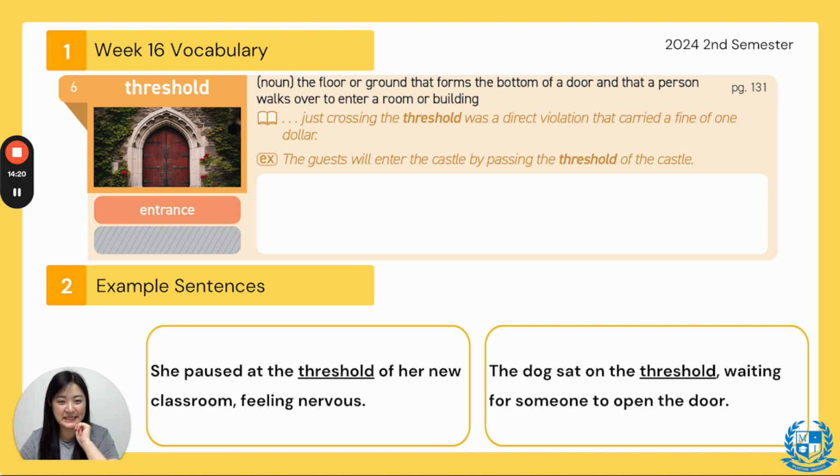Let's look at our next example. It says the dog sat at the threshold, waiting for someone to open the door. Oh, my cat does this all the time. She's always like scratching the door, trying to come in. But of course, she cannot enter into the threshold because the door is closed.